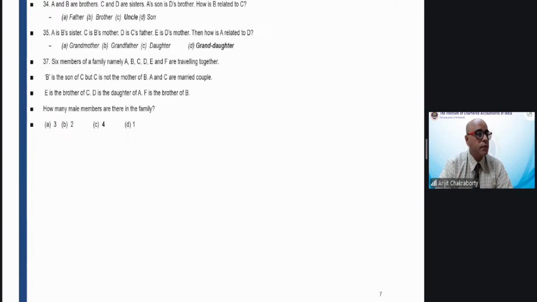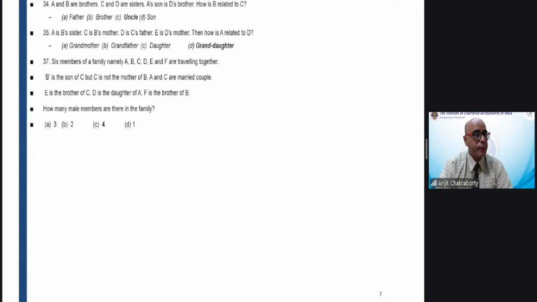Very good. B is the son of C. So B is male. But C is not the mother of B. Okay, that means C is also male. Yani C is the father. So we have got 2 males till now.